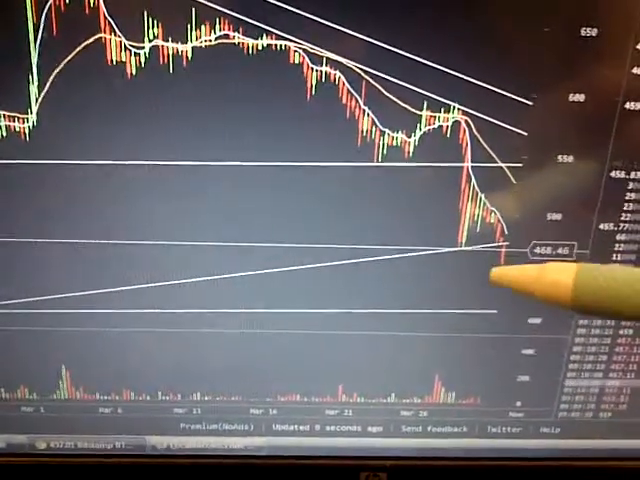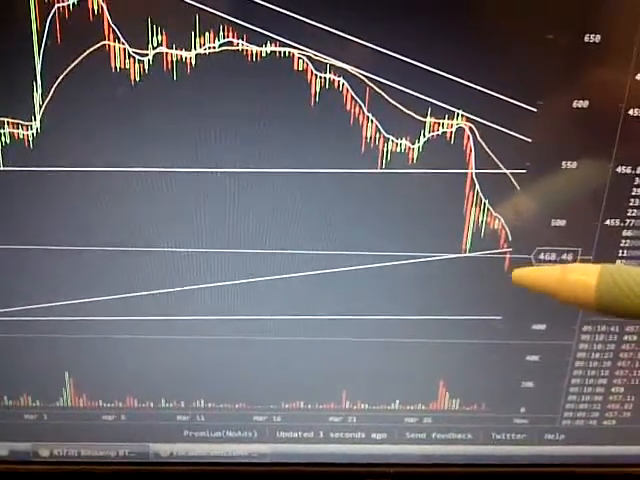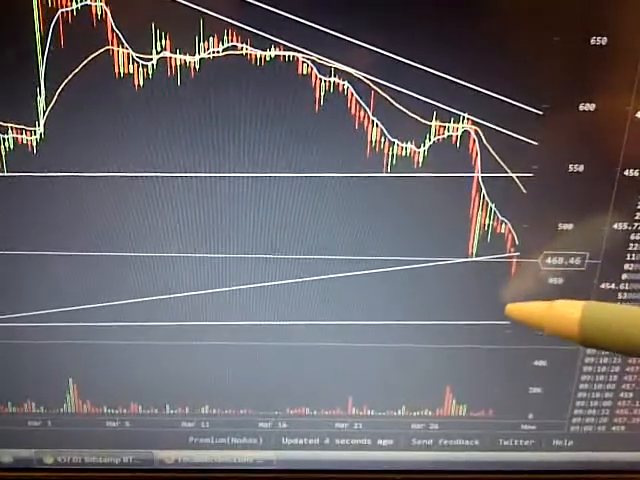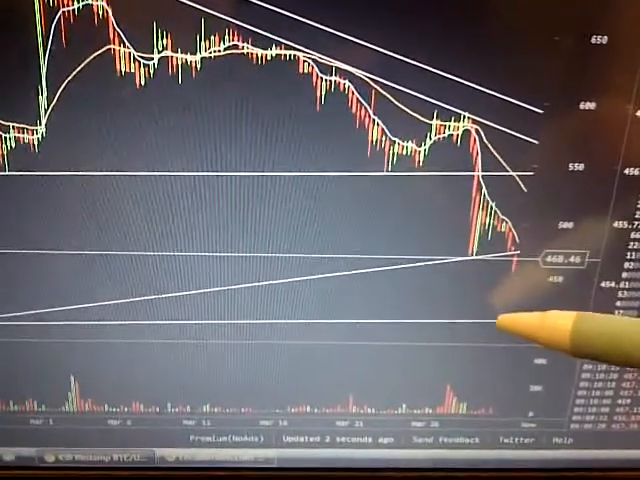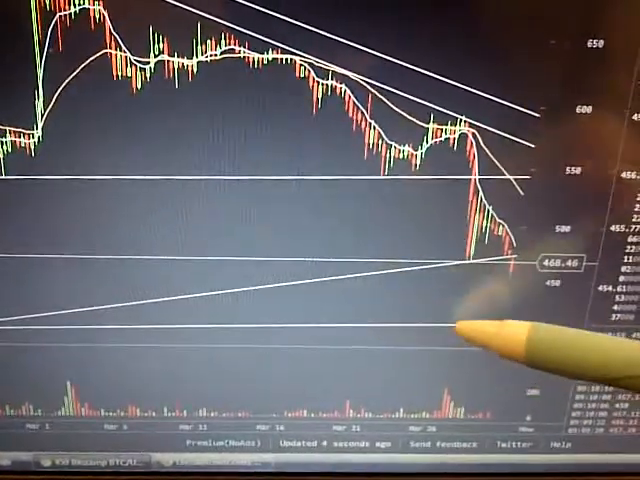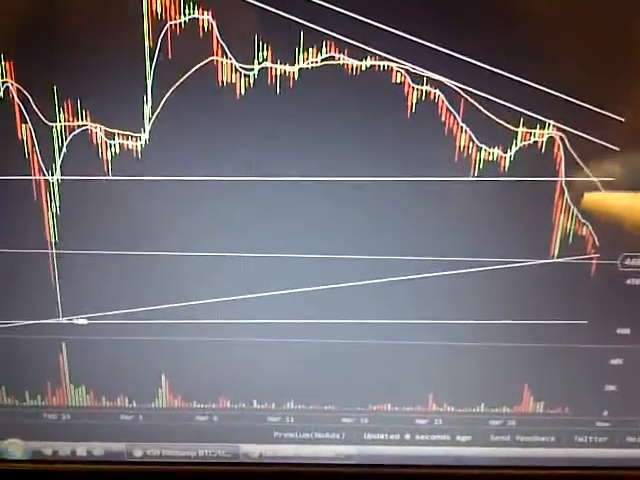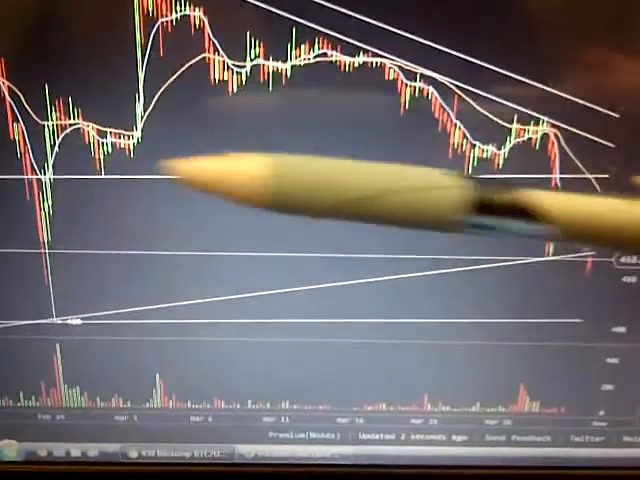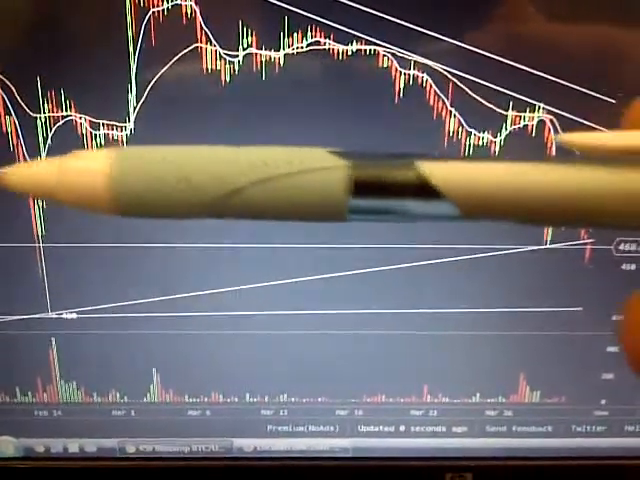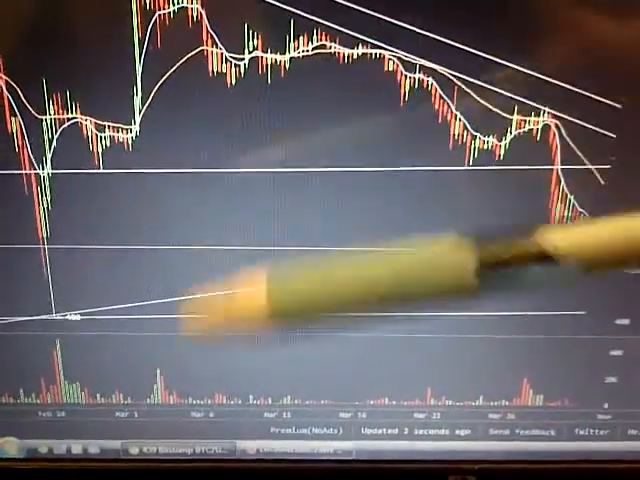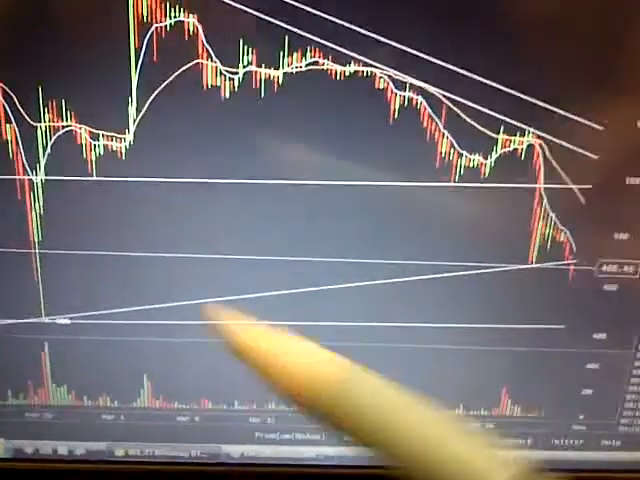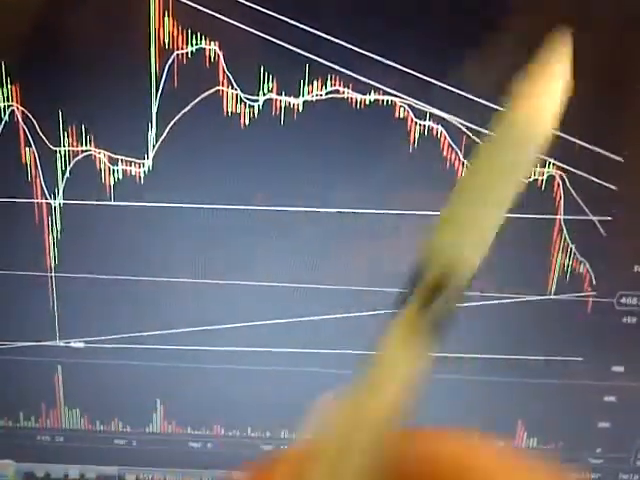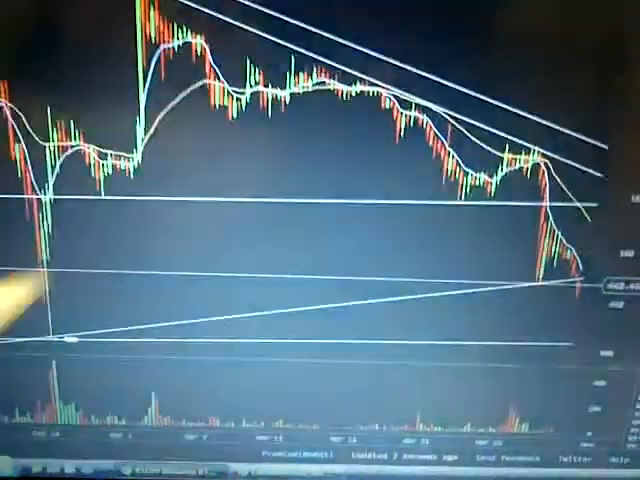So based on that, I'm thinking this is probably the real support here, and this is more of a floor support, I guess. The reason I say it's a floor support is because the support lines are going horizontal instead of angled up or angled down.